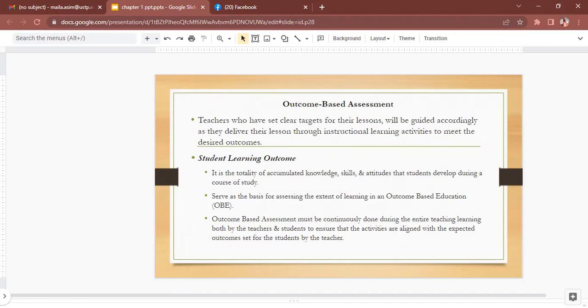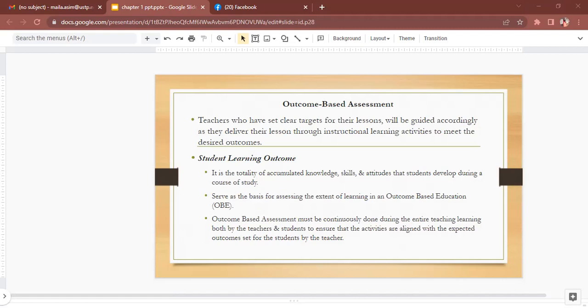So OBE or outcome-based education, kani siya gina-apply sa high school o kanang elementary. And of course sa ato ang gitawag og tertiary. So outcome-based education or outcome-based assessment. All assessments and evaluation activities must be founded on the identified students' ILO.